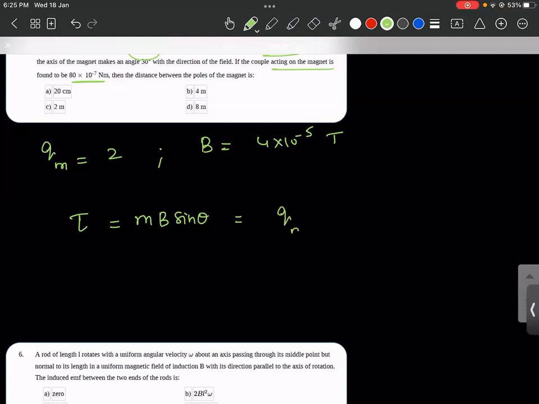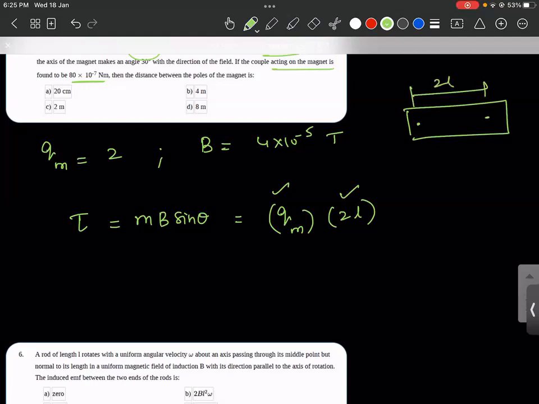So it is pole strength multiplied with the distance of separation between them. If you don't know this, please make a note of it. If you take this as the bar magnet, and the geometrical distance between the poles to be 2L and the pole strength to be QM, then QM multiplied with 2L is going to give you the magnetic dipole moment.